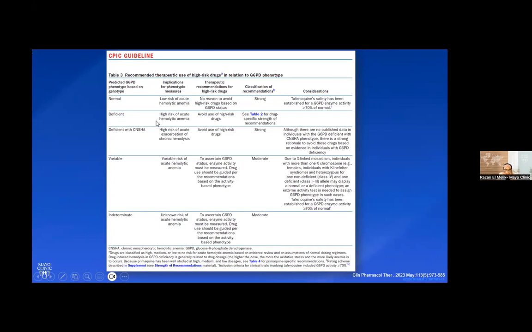For a deficient patient, it recommends avoiding the use of high-risk drugs, but it also talks about the importance of assessing the clinical picture of the patient, because we want to make sure the results are accurate. Is the patient really deficient? Is the patient really normal? All are good questions to ask in those post-transplant patients because they are not stable yet.